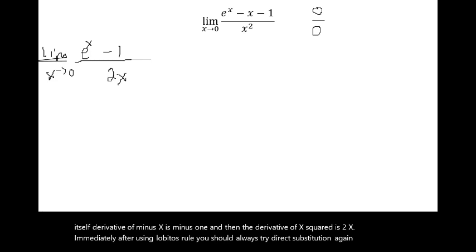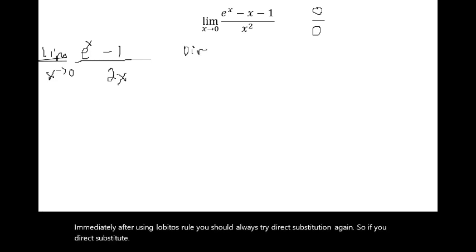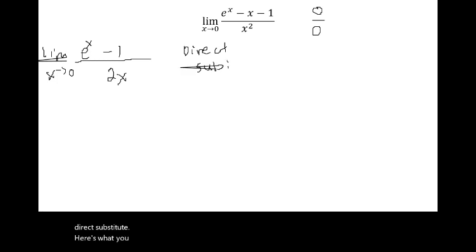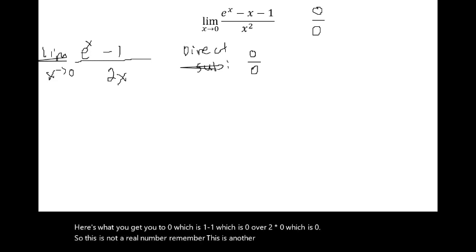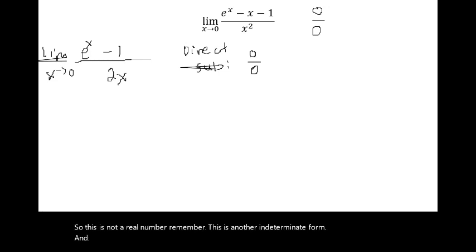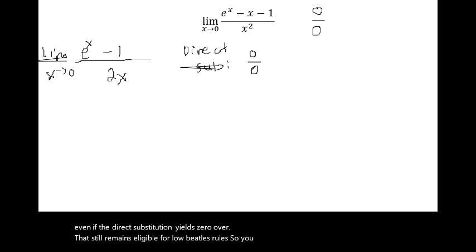So if you direct substitute, here's what you get. You get e to the 0, which is 1, minus 1, which is 0, over 2 times 0, which is 0. So this is not a real number. Remember, this is another indeterminate form. Because the indeterminate form is still 0 over 0, this limit is still eligible for L'Hopital's rule. Even if the direct substitution yields 0 over 0, that still remains eligible, so you can actually use L'Hopital's rule again.